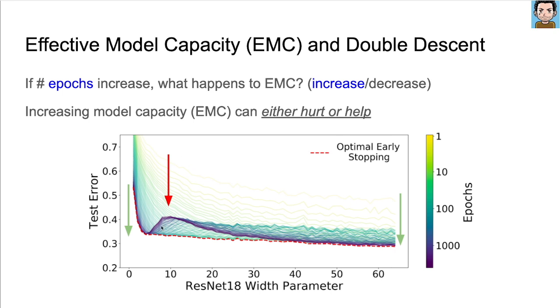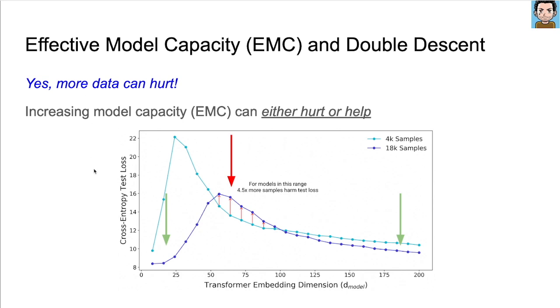However, if our model is in the critical regime around the interpolation threshold, the test error will increase as highlighted by the red arrow. This figure shows what happened to the test error as we increase our training dataset.